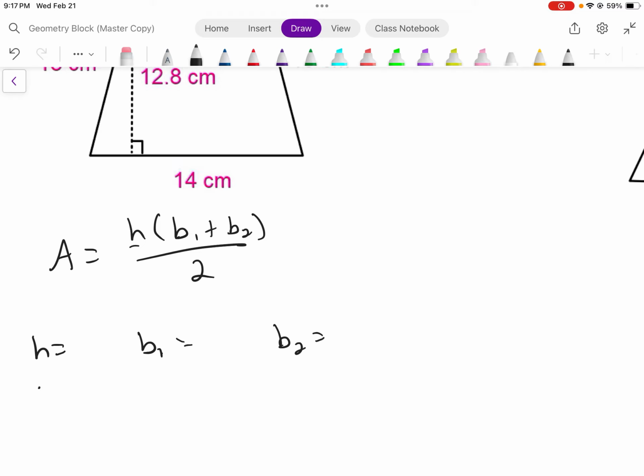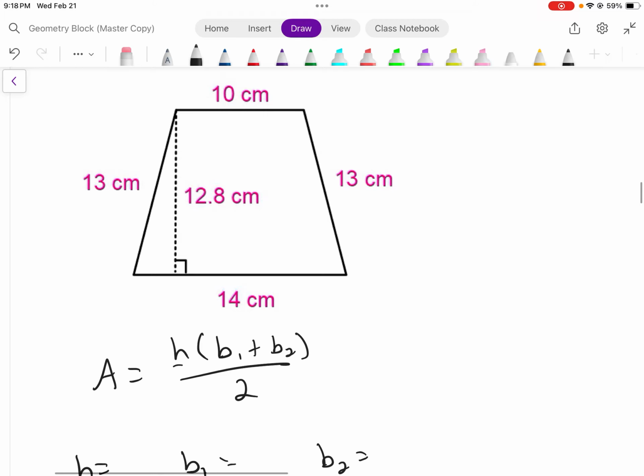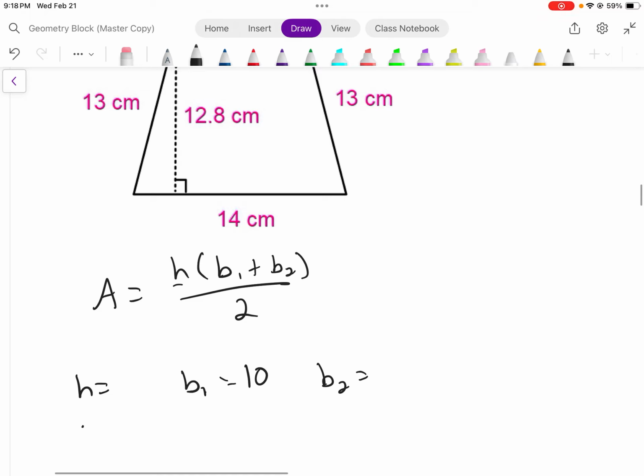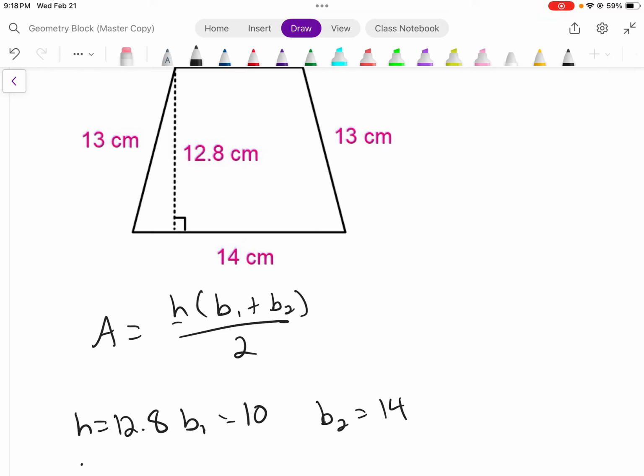Every single year, I see people not write this stuff down and they don't plug things in correctly. Get in the habit. Write the formula. Write down what I need to know. Fill it in. So in this situation, the 10 and the 14, those are the parallel sides, so those are my bases. Then the perpendicular distance between the bases, that's 12.8. So that is my height.